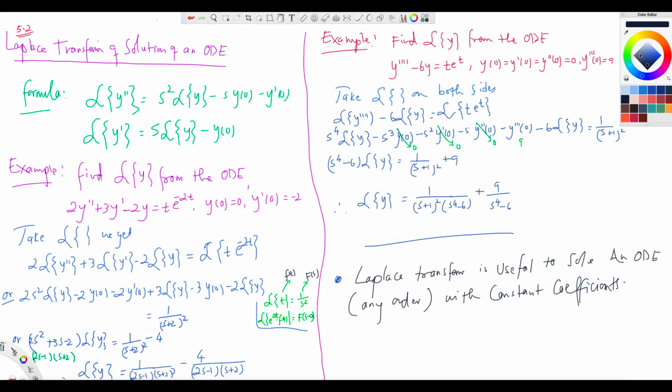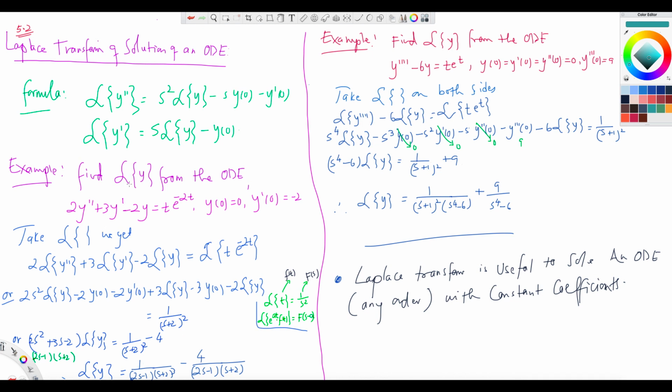Alright guys, let us look at another example. This example is similar to the previous one, so I'll just go over it. Find the Laplace transform from the ODE 2y double prime plus 3y prime minus 2y equals t e to the negative 2t. So the right hand side is a little bit different from the one that we just did. And y of 0 equals 0 and y prime of 0 is -2.